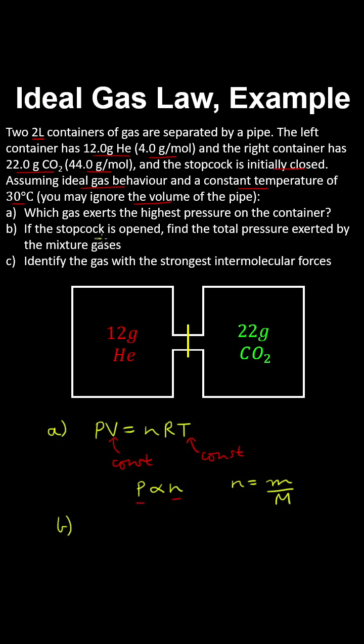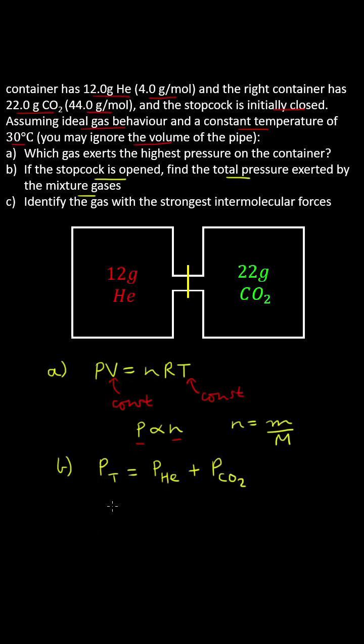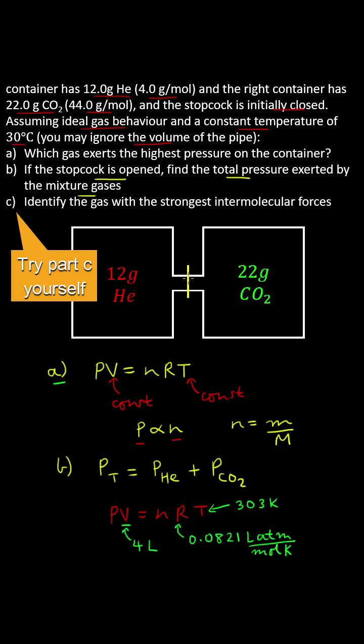If the stopcock is opened, find the total pressure exerted by the mixture of gases. Well, the total pressure, by Dalton's law, is equal to the sum of the pressures exerted by each individual gas. And you can find the individual pressures using the ideal gas law applied to each gas. The temperature is given in degrees Celsius, which is 303 Kelvin, and you have the number of moles of each gas from part A, and the volume of gas is going to be 4 liters, with the stopcock removed.